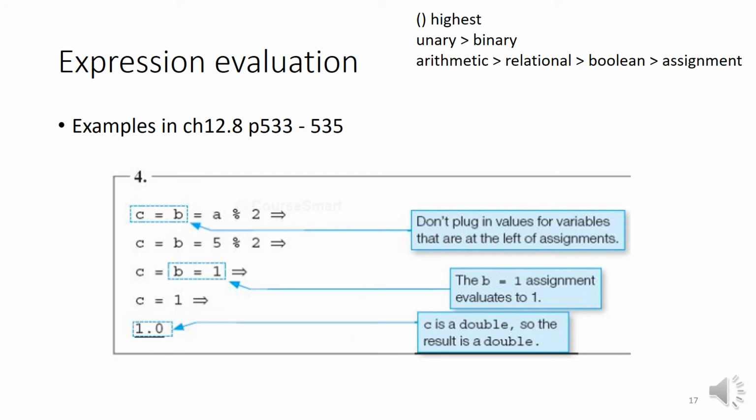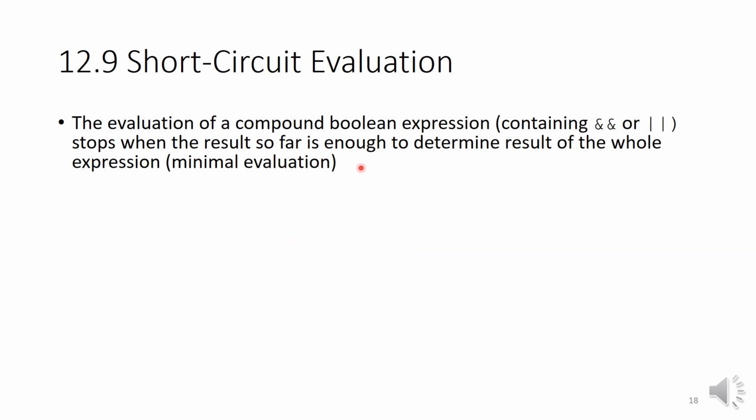Our text provides quite a few examples on expression evaluation. You should practice on those. Next, we want to explain how a compound Boolean expression is evaluated using short-circuit evaluation. Short-circuit evaluation is also known as minimal evaluation. You don't always evaluate the whole Boolean expression. The evaluation stops when the result so far is enough to determine the result of the whole expression.